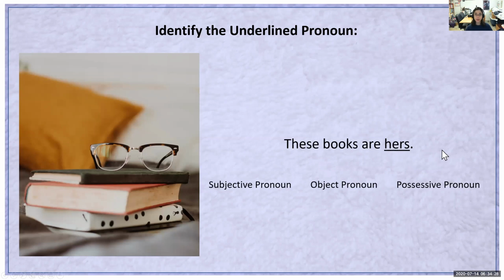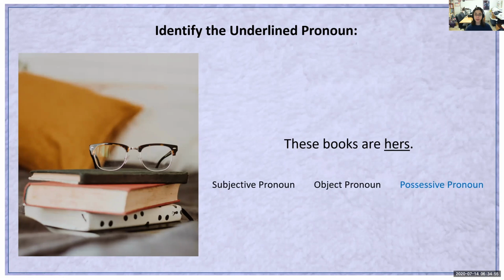All right, our next one, identify which type of pronoun this is. We have these books are hers. Is hers a subjective pronoun, an object pronoun, or a possessive pronoun? Again, subjective pronoun means it's the subject of the sentence. Object pronoun means it's receiving the action, and possessive pronoun means that it's demonstrating ownership. So for these books are hers, if you said it demonstrates ownership, meaning it's a possessive pronoun, you are correct. It is a possessive pronoun.